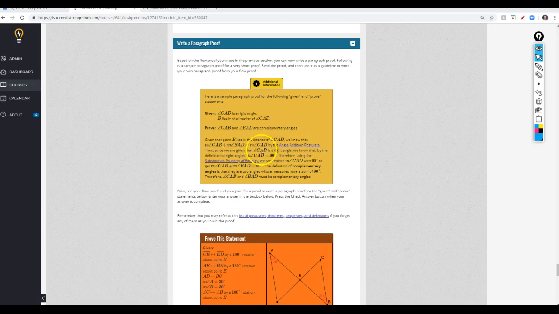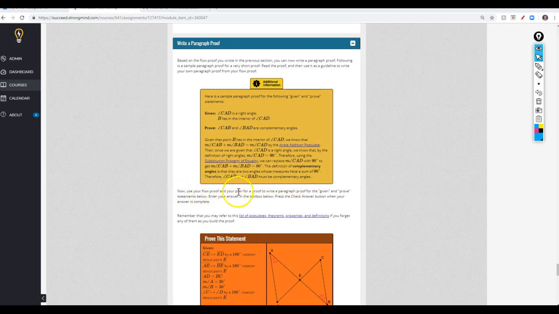Then, since we are given that angle CAD is a right angle, we know that by the definition of right angles, the measure of angle CAD is equal to 90 degrees. Therefore, using the substitution property of equality, we can replace the measure of angle CAD with 90 degrees to get the measure of angle CAB plus the measure of angle BAD equal to 90 degrees. The definition of complementary angles is that they are two angles whose measures have a sum of 90 degrees. Therefore, angle CAB and angle BAD must be complementary angles.